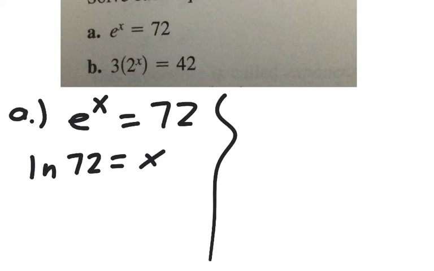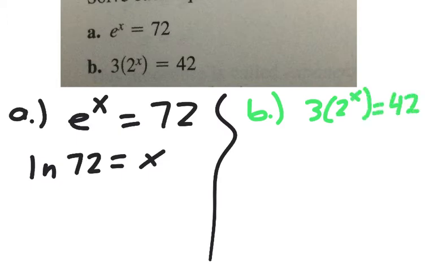Now B is different. What looks different about B? There's that 3 there. So this time my power is being multiplied by a constant, 3. So before I can do anything, I need to isolate the power. I need to get 2 to the x by itself. And then I can start talking about, well, do I want to rewrite the bases? Do I want to rewrite it as a logarithm? You can't do anything until the power is isolated.